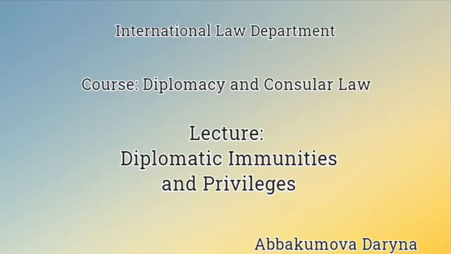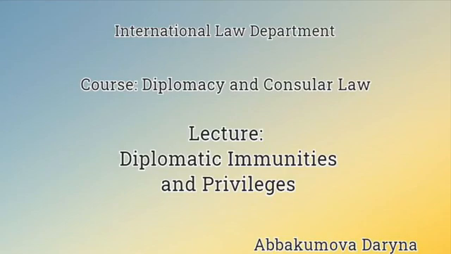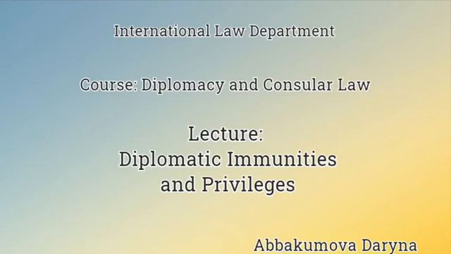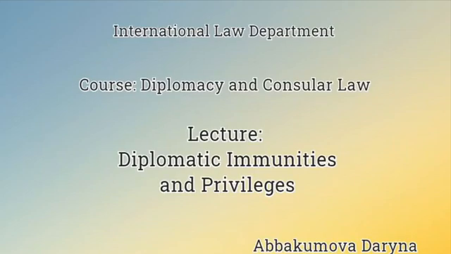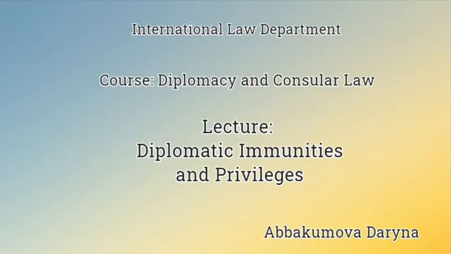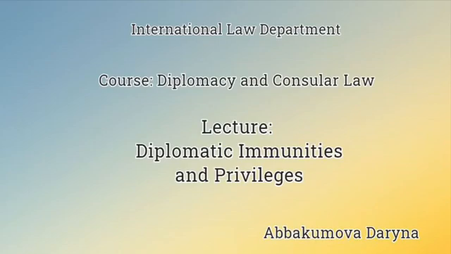While examining immunities and privileges of the diplomatic missions, special attention must be paid to the inviolability not only of the premises of the diplomatic mission, but also of the archives and documents of the mission. Thus, Article 24 of the Vienna Convention on Diplomatic Relations provides that the archives and documents of the mission shall be inviolable at any time and wherever they may be.